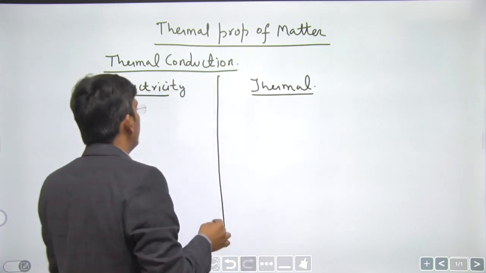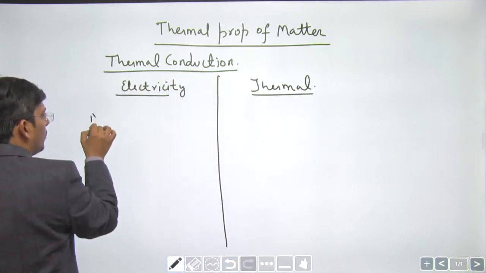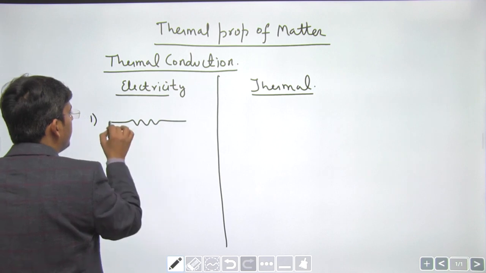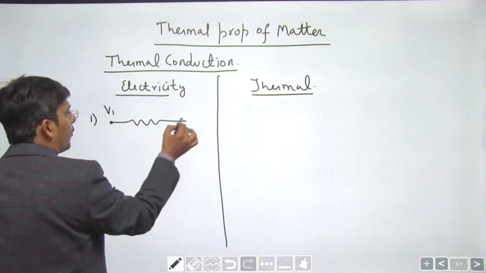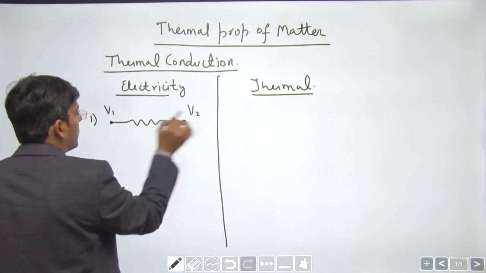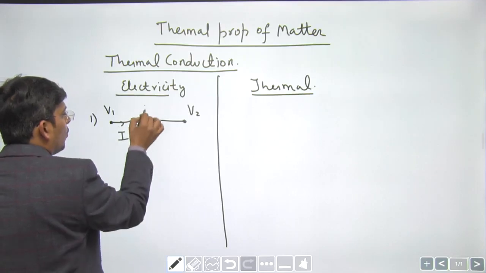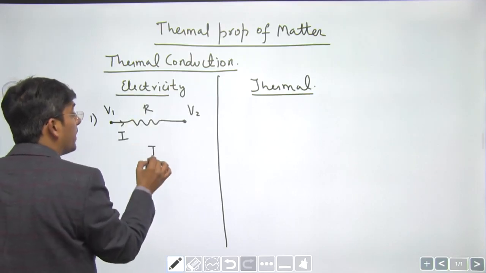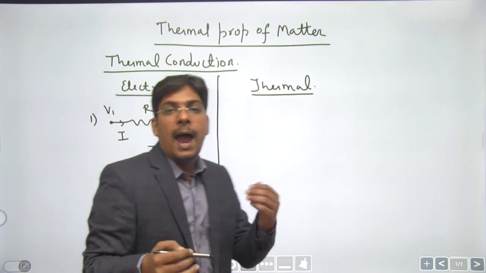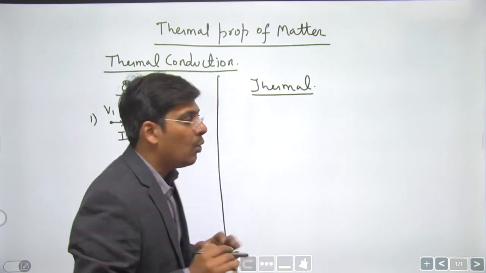Now see, the electric current flows whenever there is a potential difference, and electric current flows from higher potential to lower potential. Electric current flows because of potential difference, and from higher potential to lower potential.